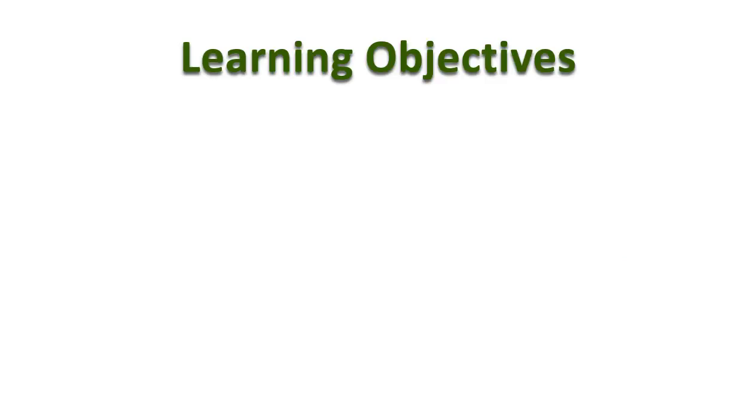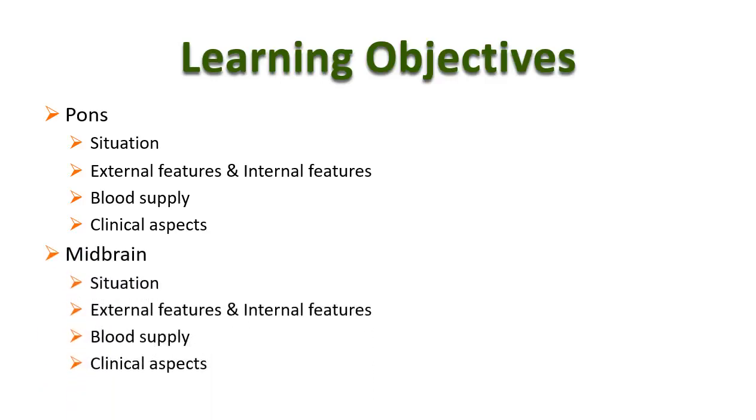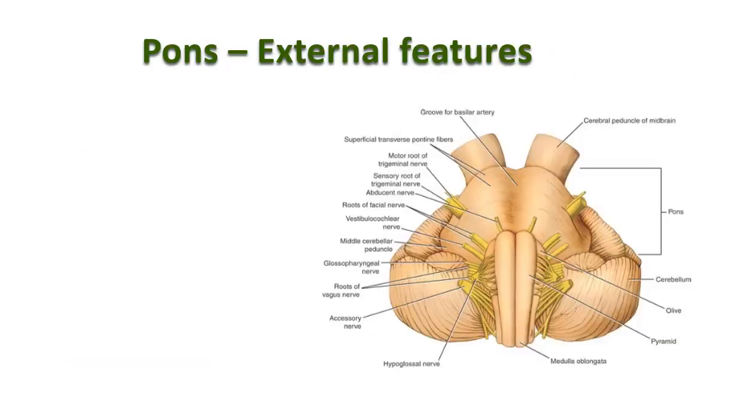Under the pons, we will be discussing the situation, external features and internal features, blood supply and clinical aspects. Then under the midbrain also we will be discussing its situation, external and internal features, blood supply, followed by the clinical aspects.